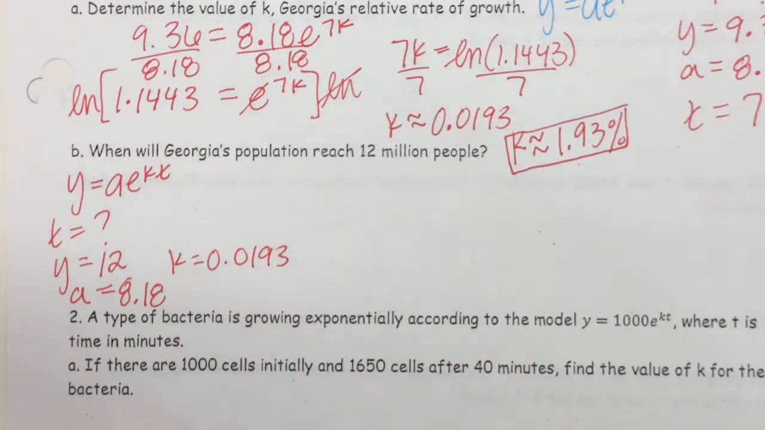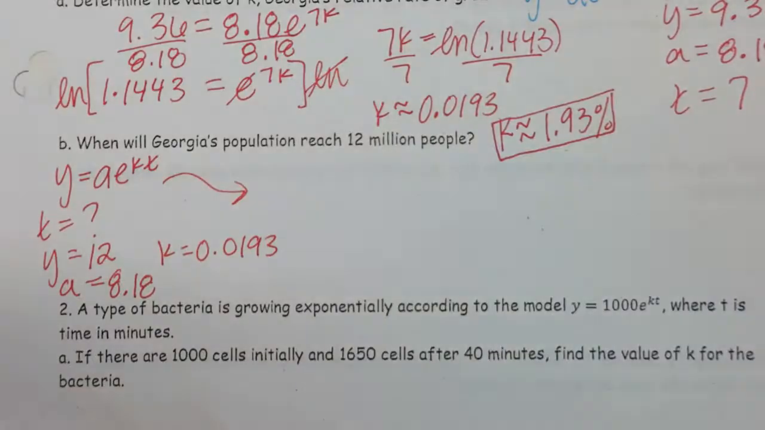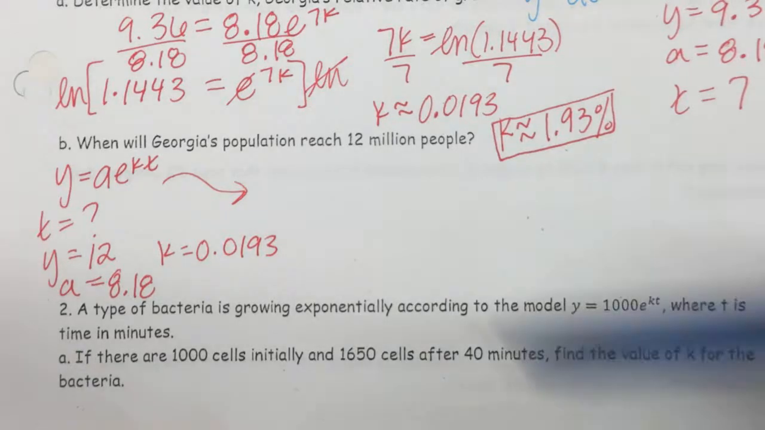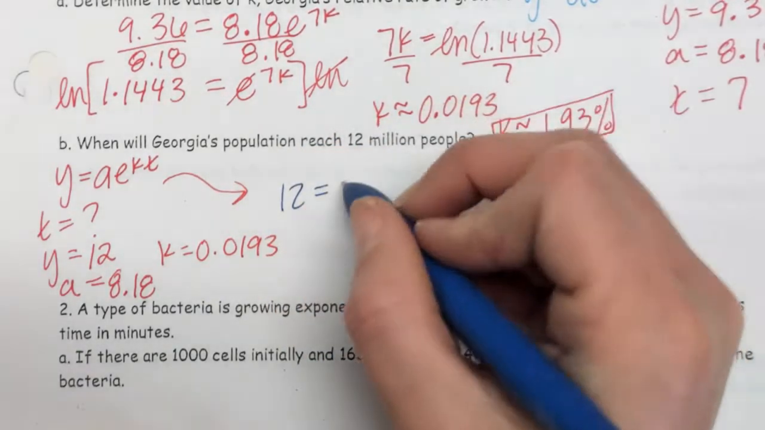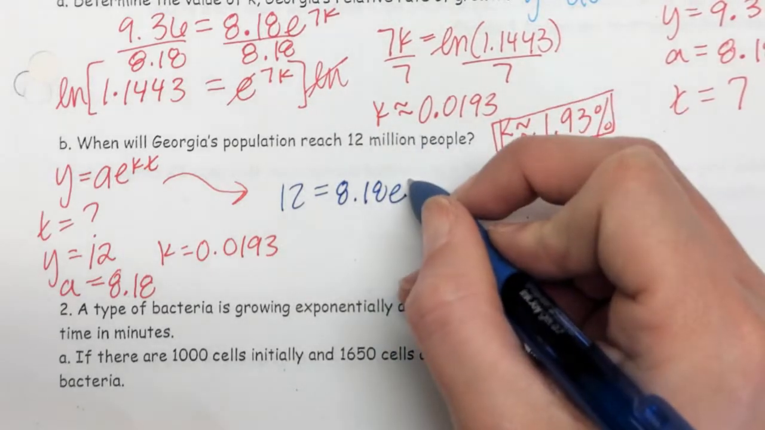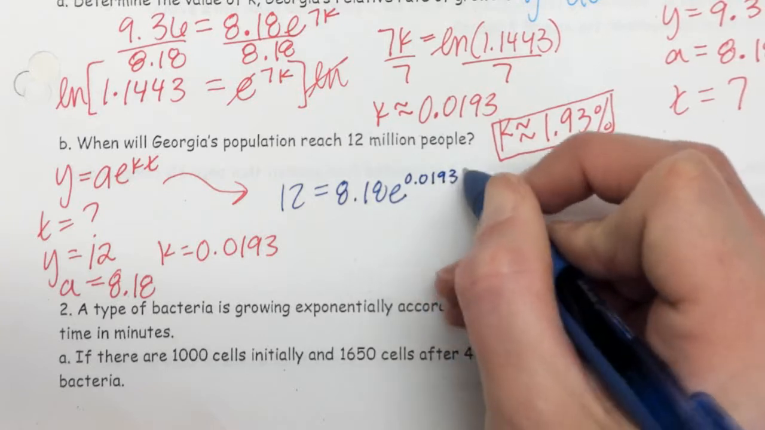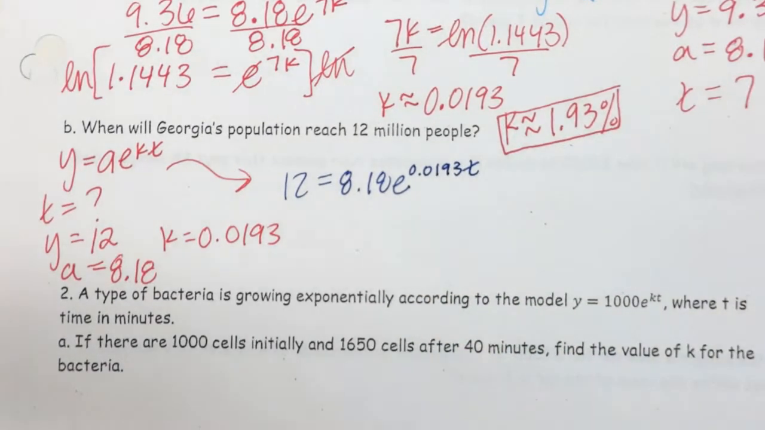Very good. Now let's fill it all in. So tell me how to rewrite this formula. Go ahead. E to the... Go ahead and solve for T on your own. For your answer, round to the nearest year, which means the nearest whole number.